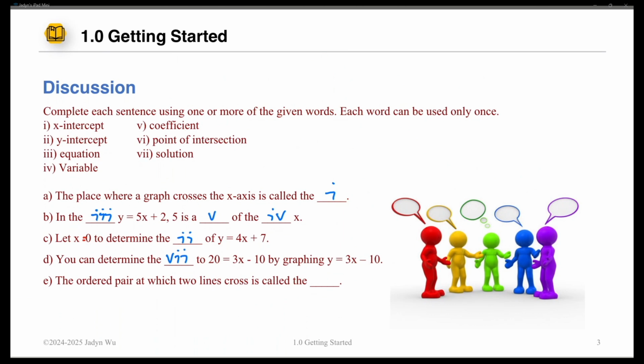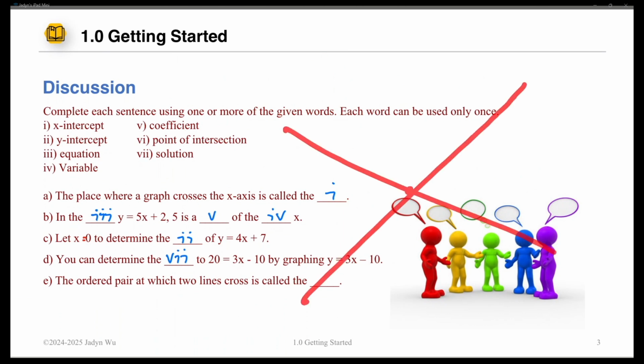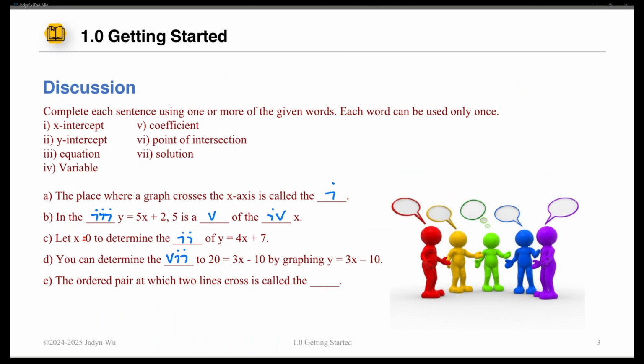And for the last question, question E, the ordered pair at which two lines cross is called the blank. So it basically means that the two lines are crossing each other, which means that they are intersecting, and we want to find the ordered pair. So it means the x and y coordinates for this point. So it will be the point of intersection.